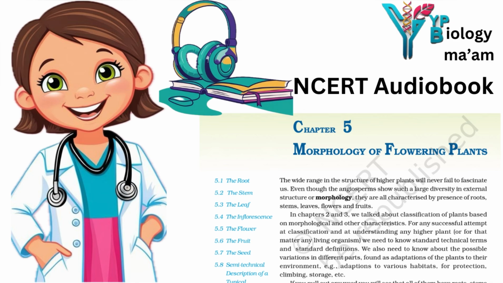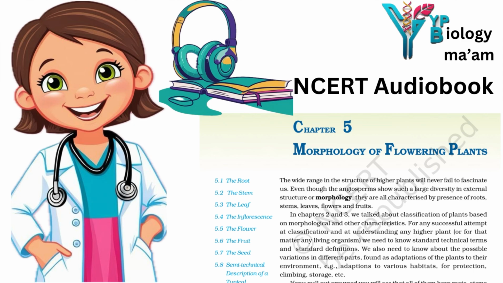In chapters 2 and 3, we talked about the classification of plants based on morphological and other characteristics. For any successful attempt at classification and at understanding any higher plant, or for that matter any living organism, we need to know standard technical terms and standard definitions. We also need to know about the possible variations in different parts, found as adaptations of the plants to their environment, for example adaptation to various habitats for protection, climbing, storage, etc.